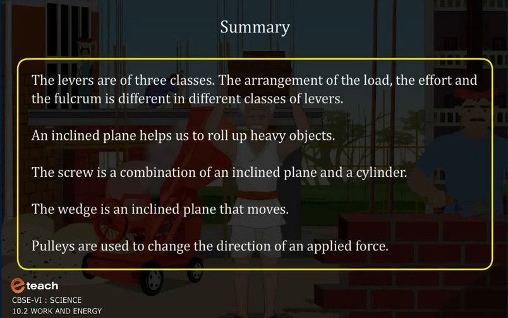Summary. The levers are of three classes. The arrangement of the load, the effort, and the fulcrum is different in different classes of levers. An inclined plane helps us to roll up heavy objects. The screw is a combination of an inclined plane and a cylinder. The wedge is an inclined plane that moves. Pulleys are used to change the direction of an applied force.